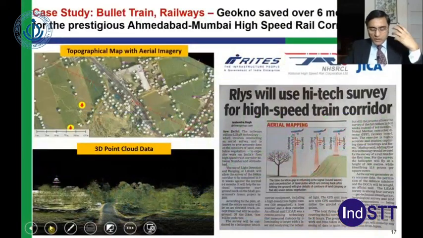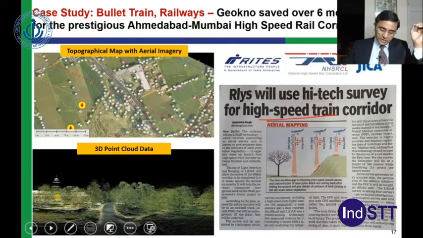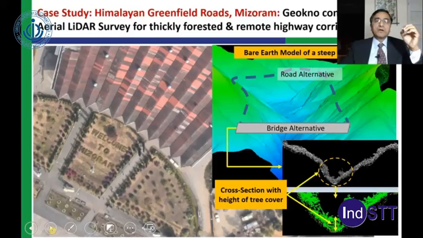Alright, so what are the case studies? Instead of talking of what can be done, I will show you what has been done. In India, the technology has been used in many railway projects for their FLS survey. So this is the example for the high-speed rail corridor. The technology has been used for many highway projects.